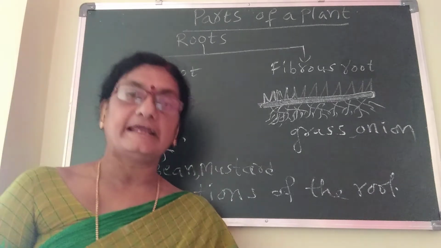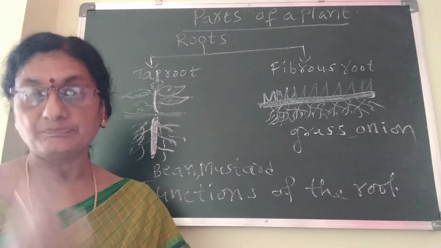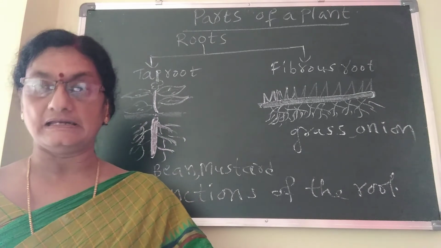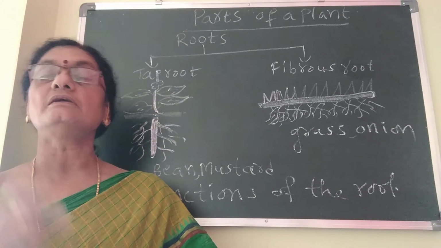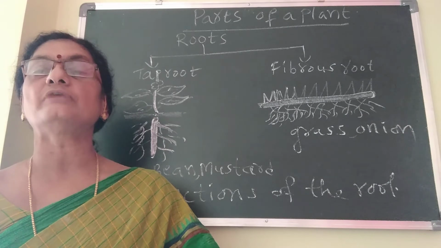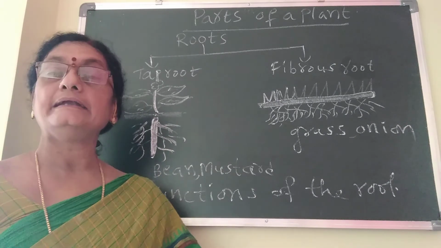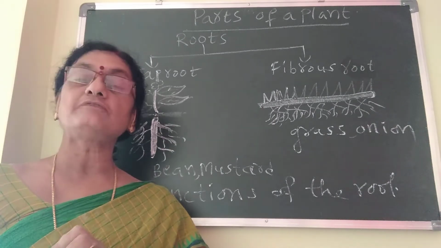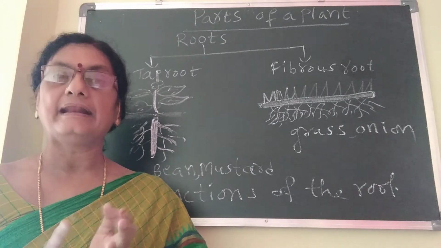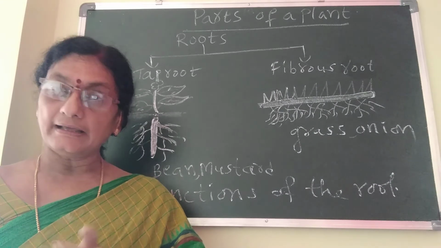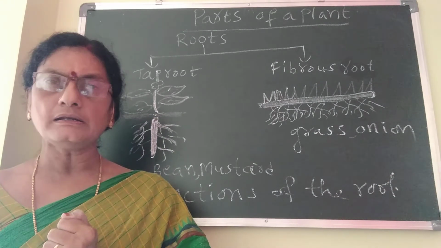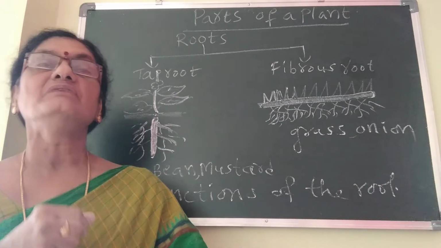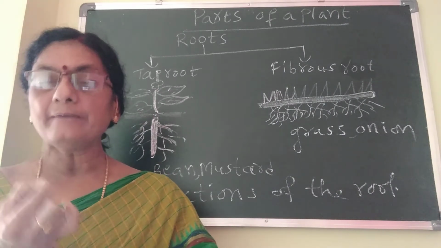Now, what is the second function? Roots absorb water and minerals from the soil. And some roots of plants, such as carrot, radish, beetroot, turnip, these all are roots of the plants only. So these are called the edible roots.